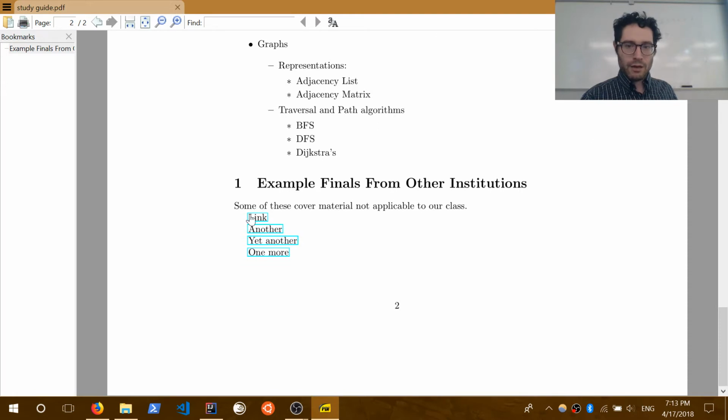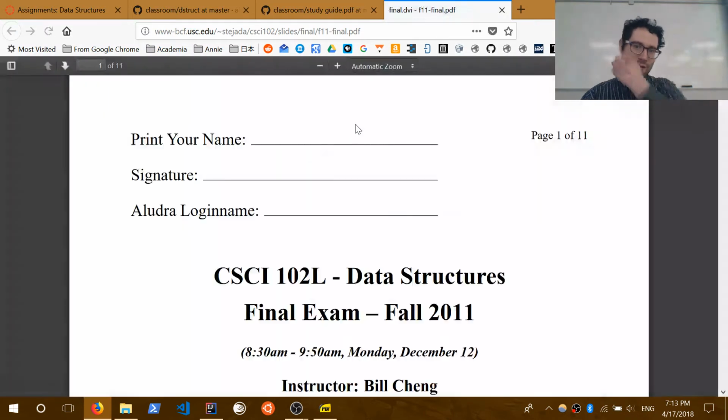So here are some sample finals from other institutions. I'm not providing a practice final for you guys. I'm providing 4 of them. I happen to have written none of them, and they happen to actually be final exams that were actually given out at other institutions. So let's click on the first link and see where that leads us.